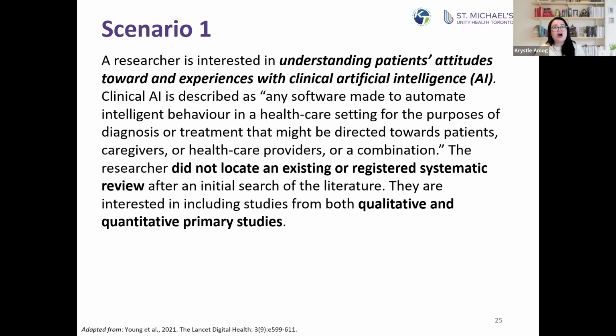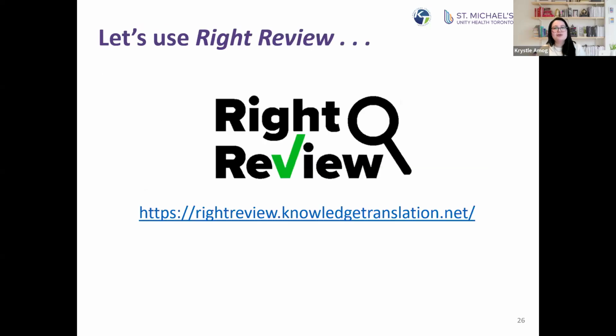The researcher did not locate any existing or registered systematic reviews after an initial search of the literature. They are interested in including studies from both qualitative and quantitative primary studies. So now we're going to go into write review. Again, we're going into the development site for the purposes of previewing the tool, but the link that I have here will be the correct link when our update is officially released.